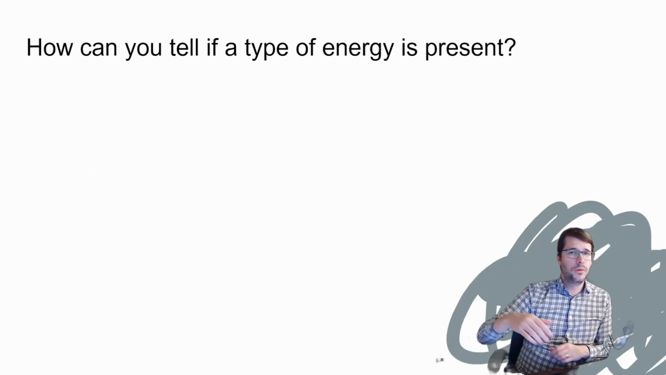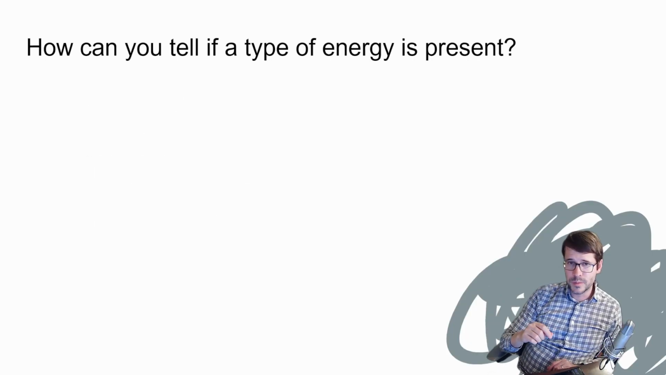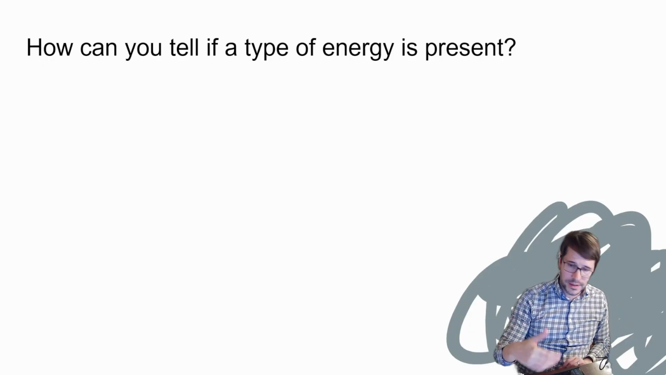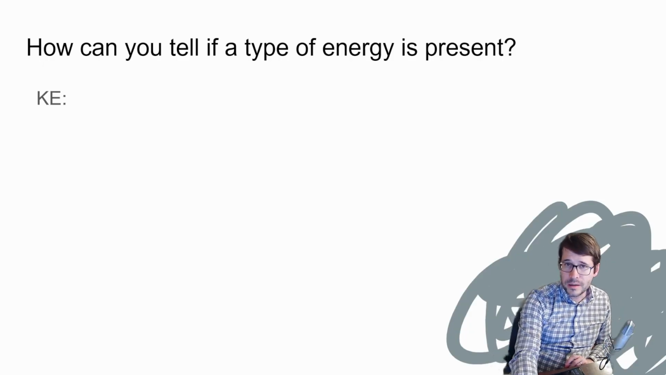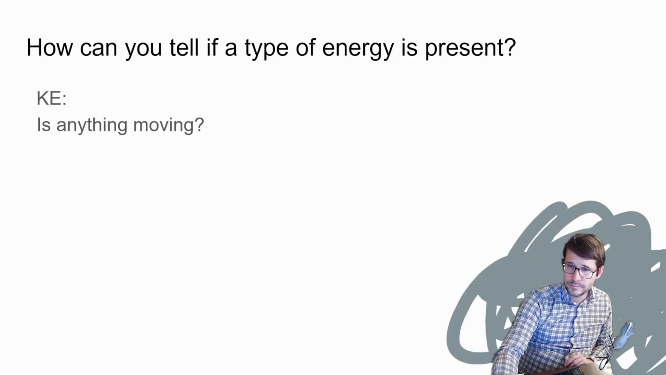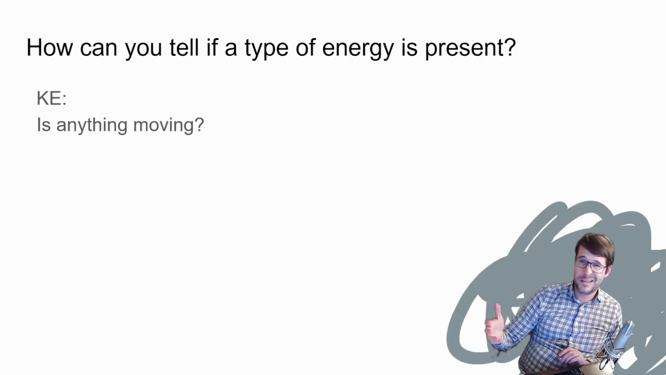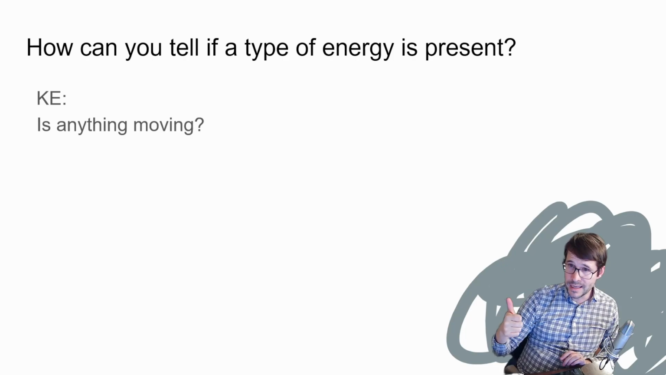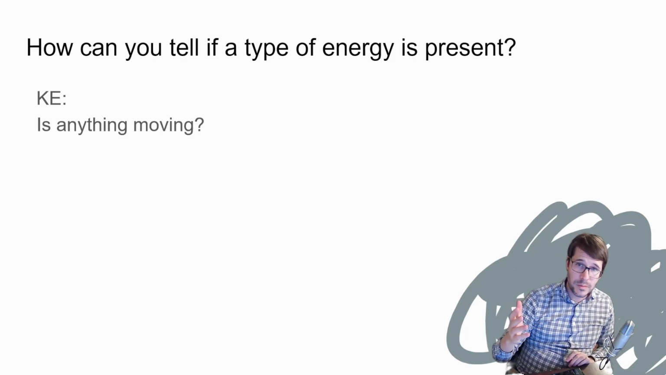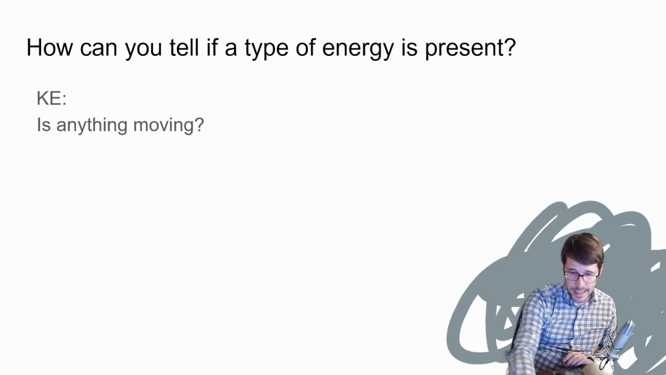All right. So how can you tell if a certain type of energy is present? We're going to ask ourselves some questions. The first one is, if we wanted to look at kinetic energy, which we're going to abbreviate as KE for kinetic energy, then we can say, if something's moving, yes, we've got kinetic energy. If nothing's moving, then no, there's no kinetic energy.